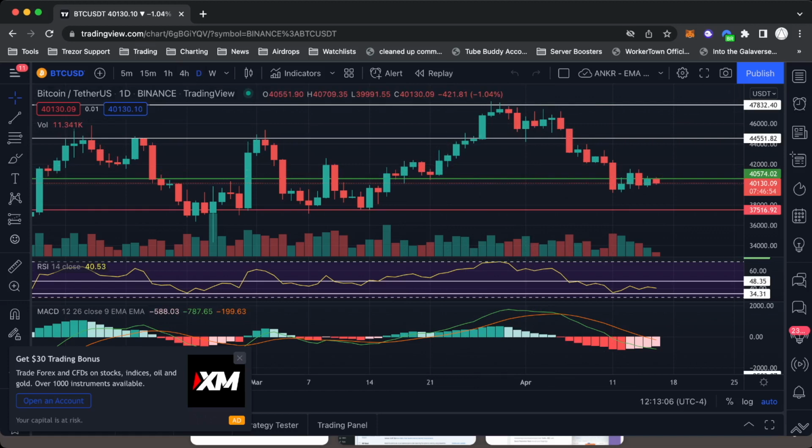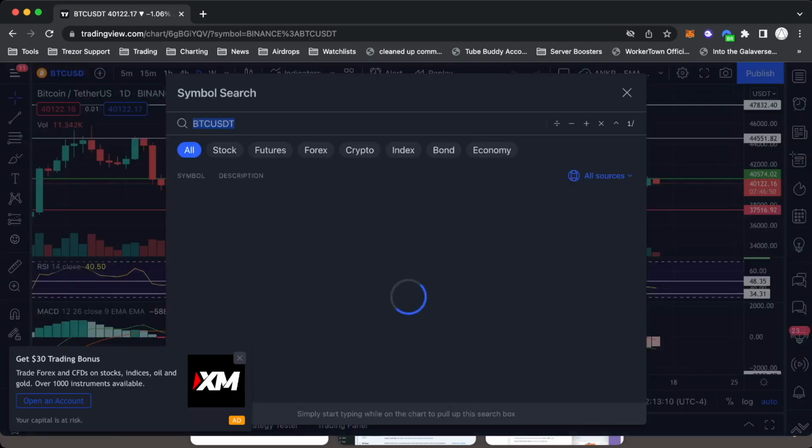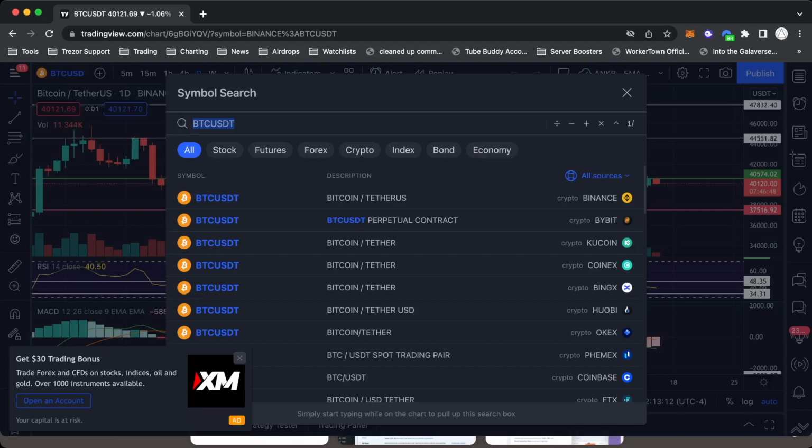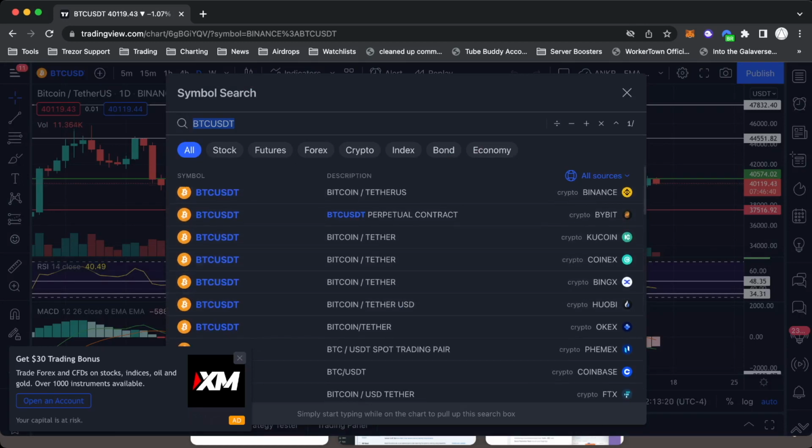First thing you want to do is pull up your asset. So here I have BTC USDT. That's Bitcoin US dollars. I'm using the Binance chart. You can choose any chart you like, whether it's KuCoin, Bybit, Binance, Huobi. I'm using the Binance chart.